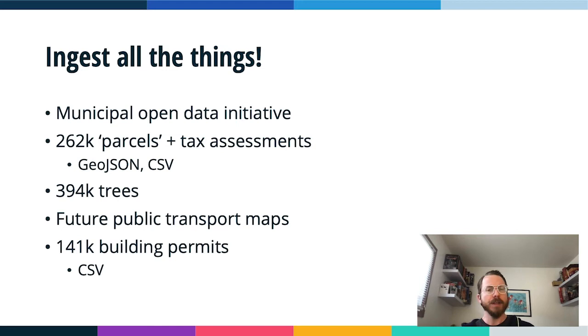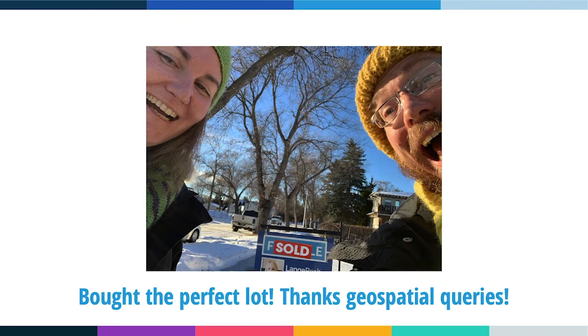So I was able to take all this data and the various forms it was in and bring it into OpenDistro and start using that information to narrow down the possible lots. When you go from 262,000, you keep on narrowing down and narrowing down until you're into a very small number. So I'm happy to say we bought the perfect lot. A house that had foundation problems and would be impossible to fix came available.